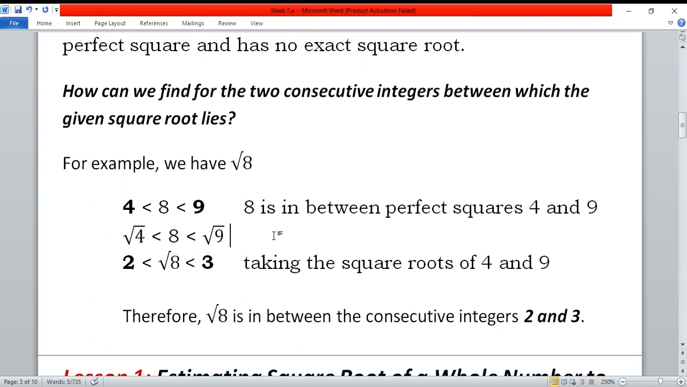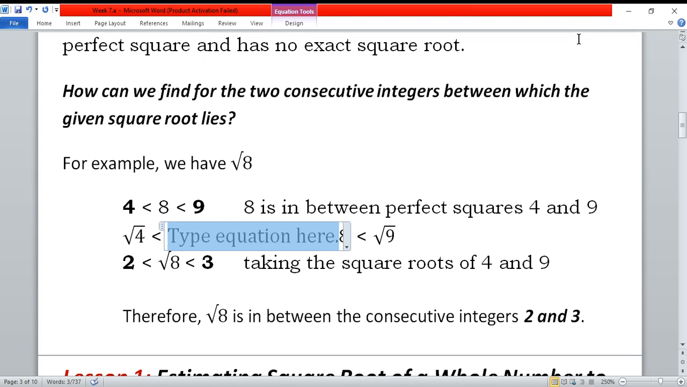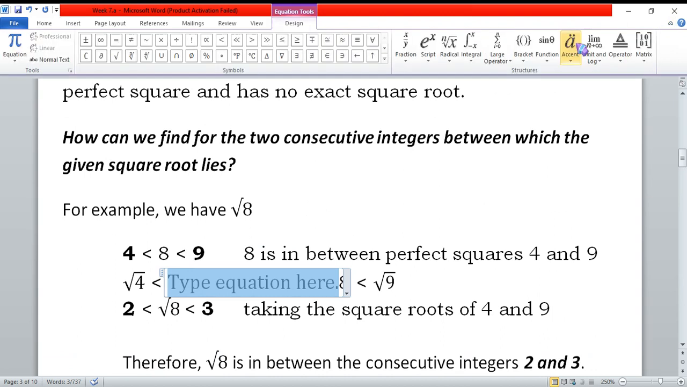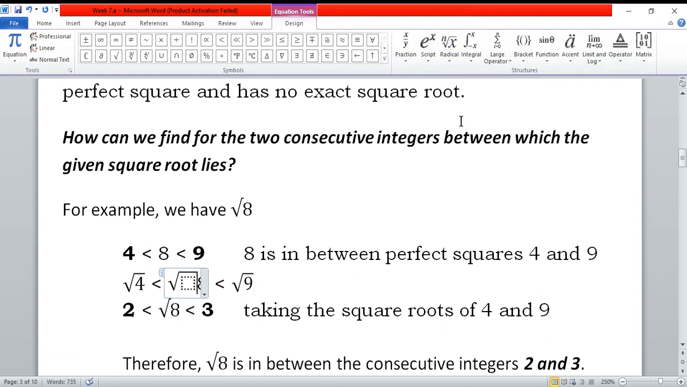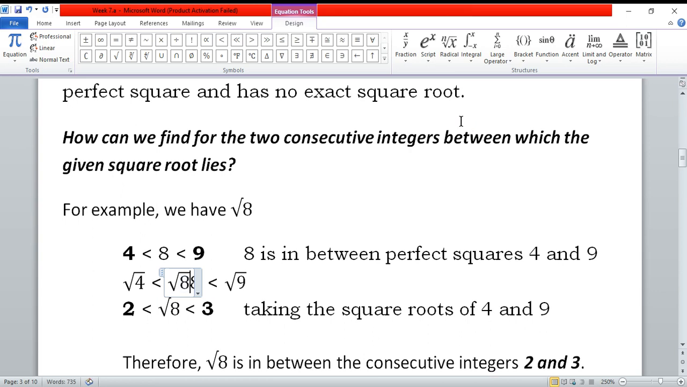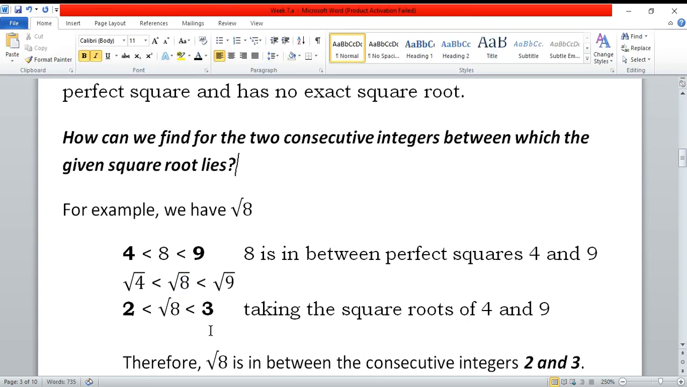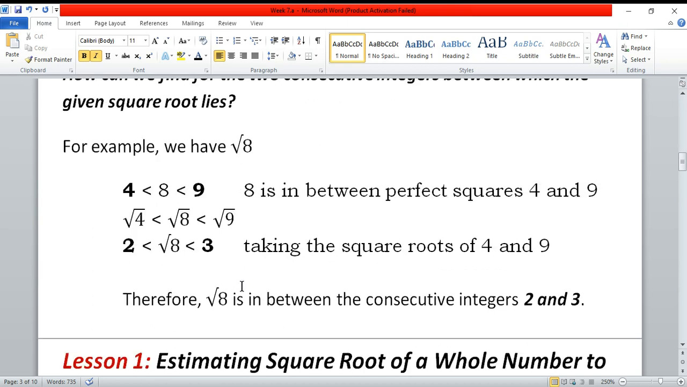Okay? So, ito dapat ay meron siyang symbol na square root. Okay, bigyan muna natin ng symbol na square root. So this must be square root of 8. Okay, so square root of 8 is greater than square root of 4 but square root of 8 is less than square root of 9. Yan, so in short, nilagyan natin lahat ng radical sign. Okay?